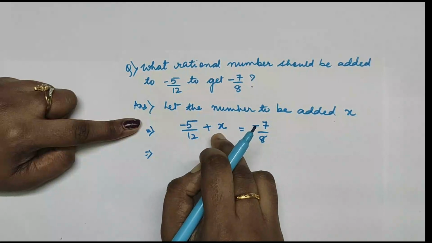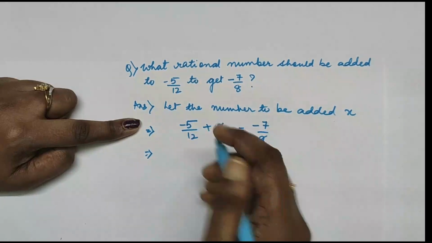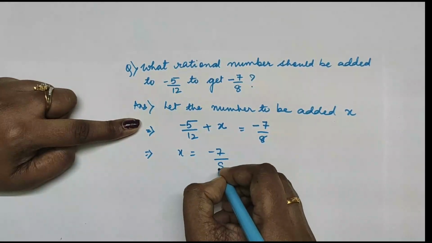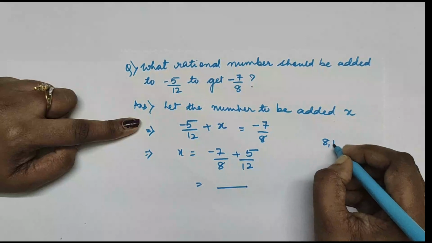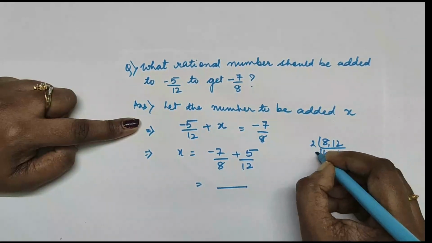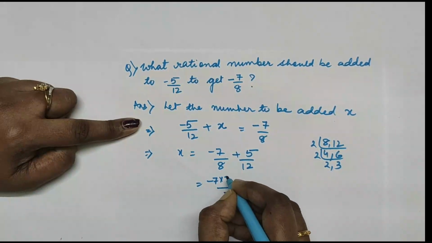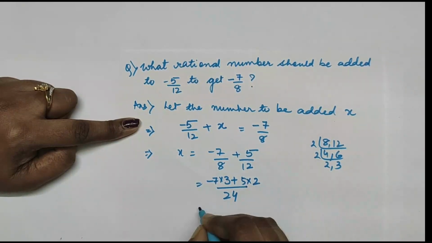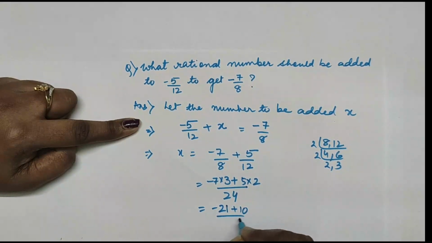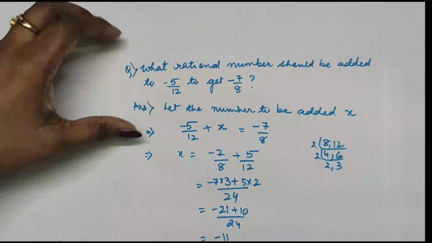Now to get the value of x, I can take this term to the other side. As you can see, it is a negative rational number. So when it goes to the other side, it will become a positive rational number. And then again the LCM, 8 and 12 LCM will be 24. 4 8s, 8 3s are 24. So minus 7 into 3, plus 5 into 2. That is minus 21 plus 10 by 24. That is minus 11 by 24. That should be the rational number that has to be added.